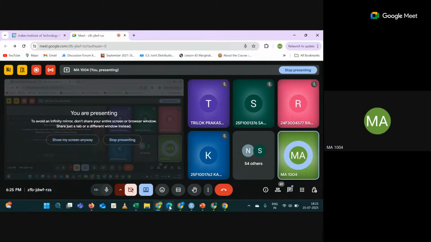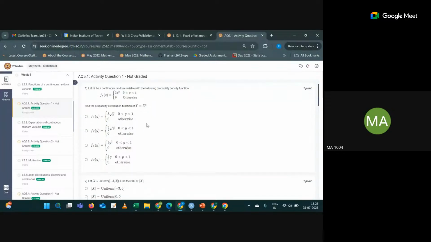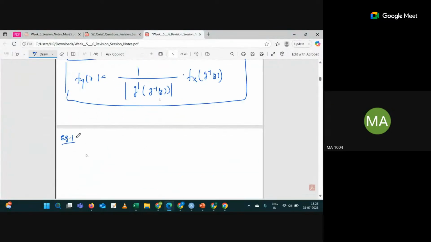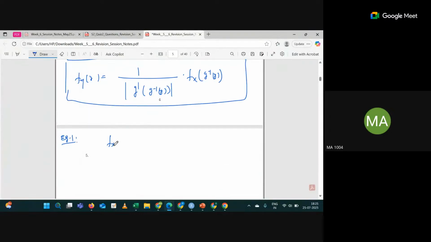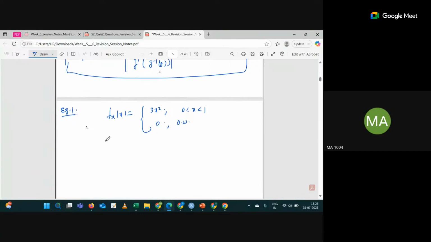All right. For this question, since someone asked about it from the activity, let me take this example. What is the PDF given to us? f of x is defined as 3x square, and the support of x is 0 to 1, and it takes value 0 otherwise. And the function is y equal to x square. We have to find the PDF of y.